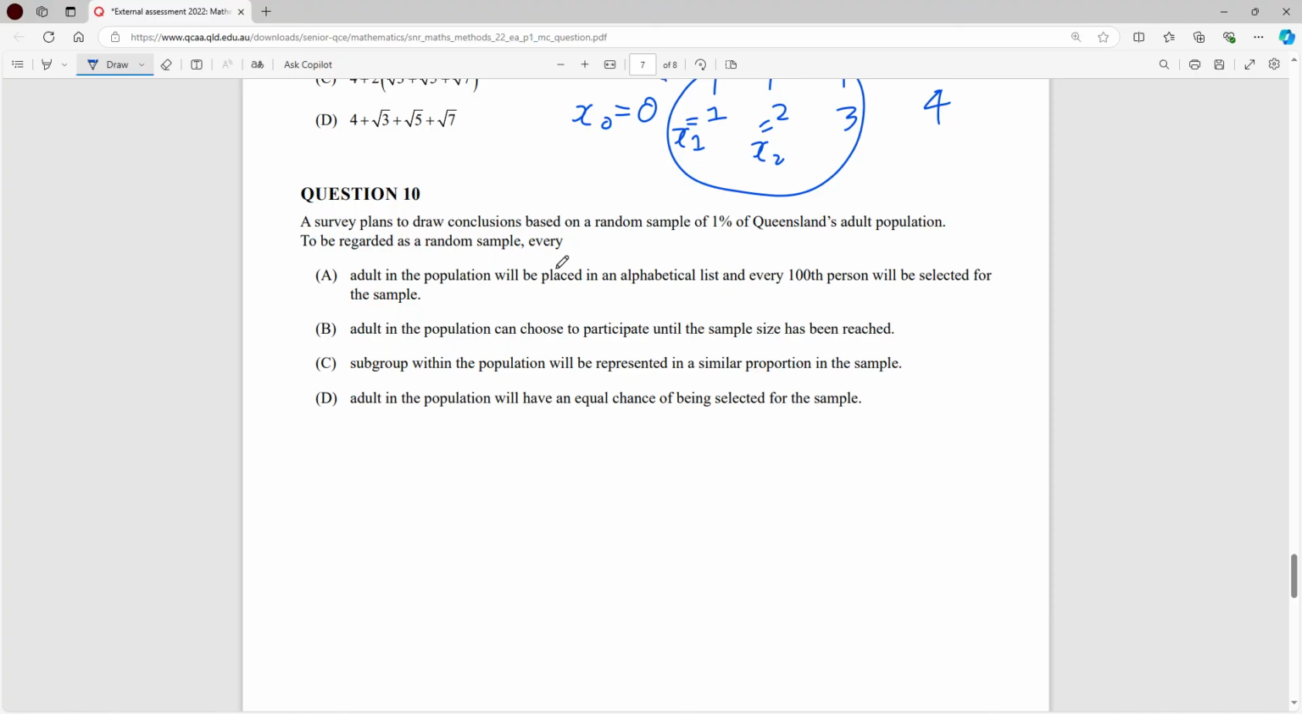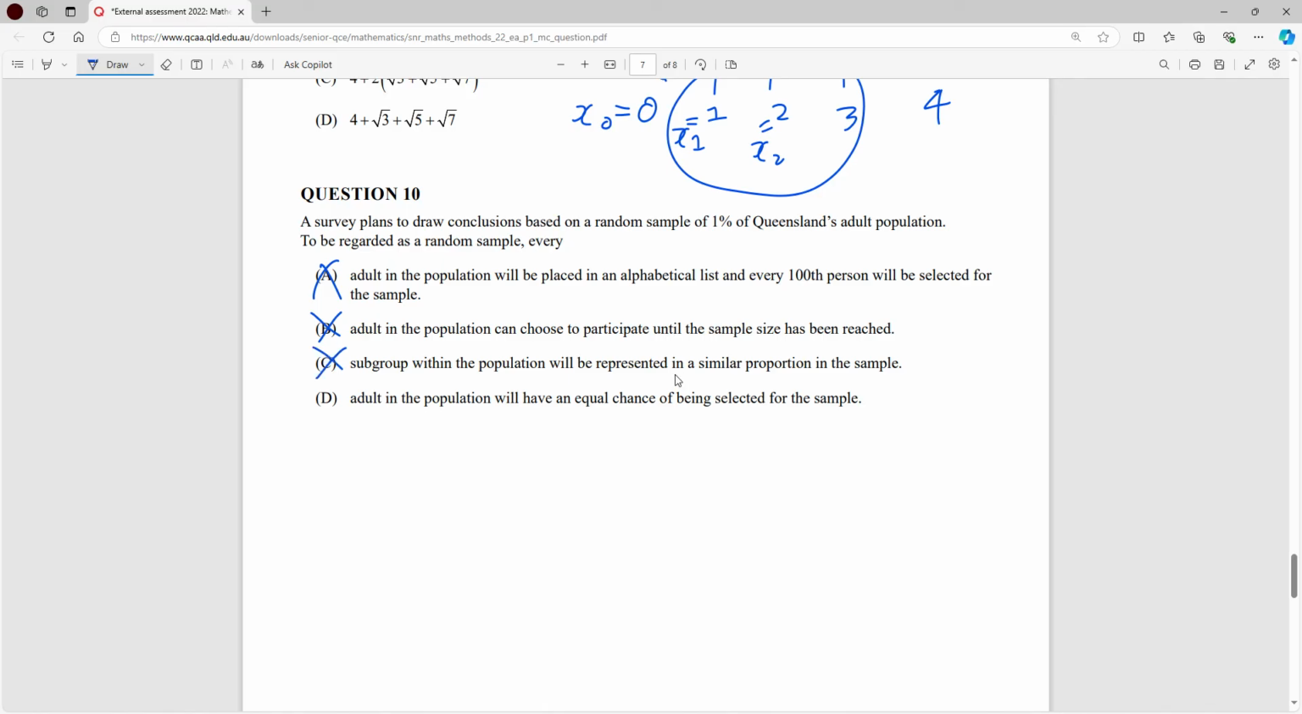The adults in the population will be placed in alphabetical order, and every 100th person will be selected for the sample. Okay, so here, that isn't random. That's systematically chosen. Okay, so you're choosing every 100th person. So that won't be a random sample. So no. Okay. Adults in the population can choose to participate until the sample size has been reached. That is not random because you're giving them a choice. A subgroup within the population will represent a similar proportion of the sample. Nope, that's not it either.